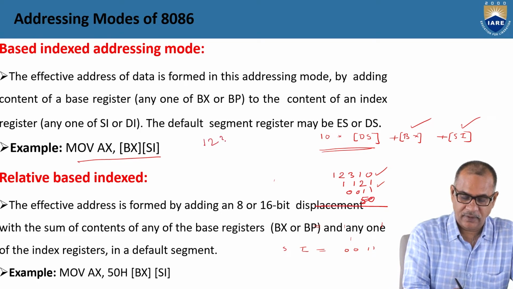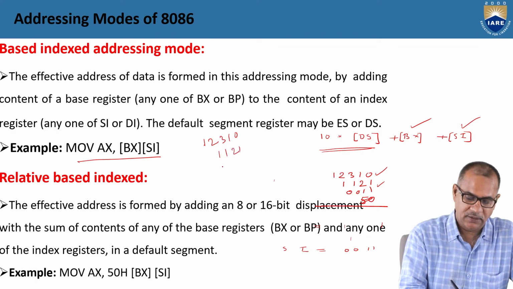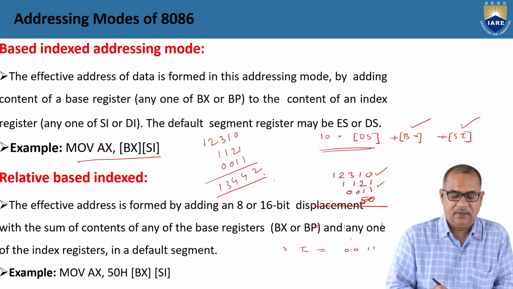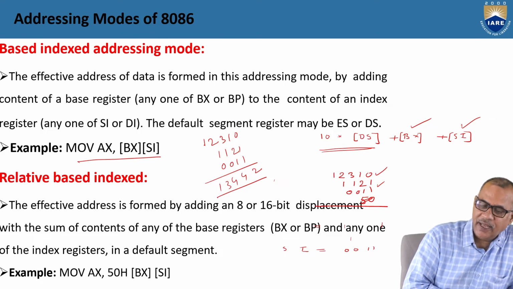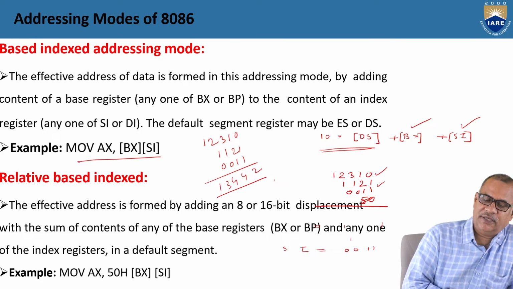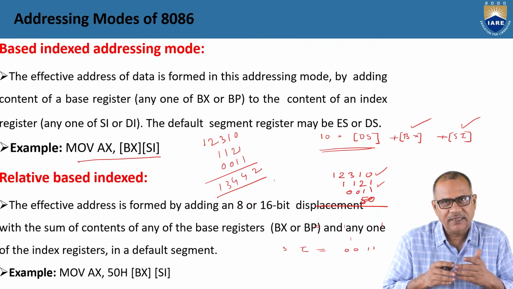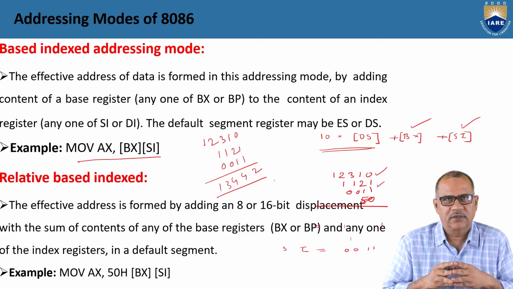So 12310 plus 1121 plus 0011. You get here 24431. So the contents of the memory location 13442 is transferred to AL register, and what is the next memory location? 13443. That next memory location data is transferred to AH register. So this is the based indexed addressing mode.